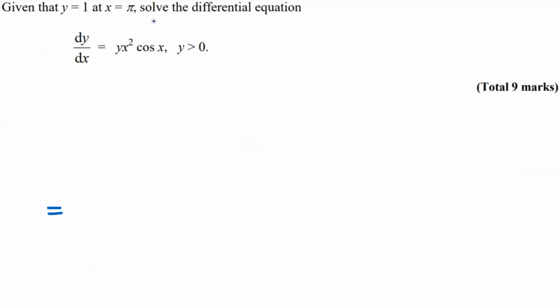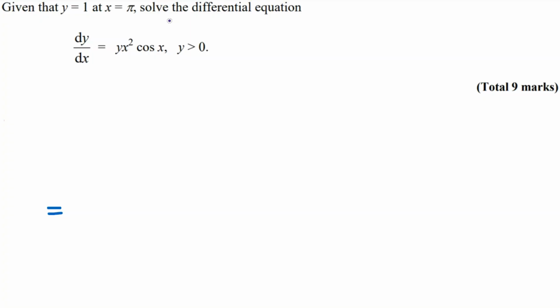Okay, so here's an example question from a past paper where we need to solve the differential equation dy over dx is equal to yx squared cos of x. Now we're also given this information here that y is equal to 1 at x is equal to pi, and this is important, but we don't need to worry about this at the start. We focus on this at the end, so I'll talk about this later. We first need to focus on solving this differential equation here.